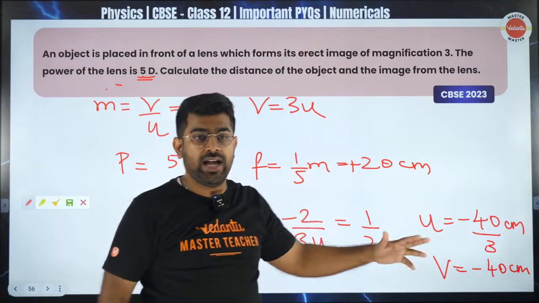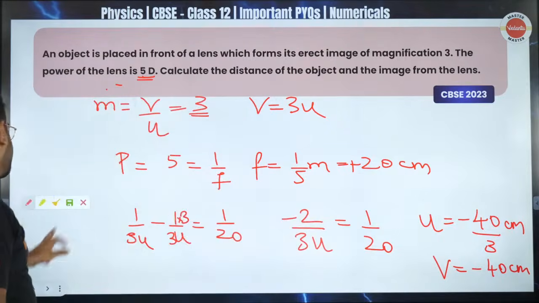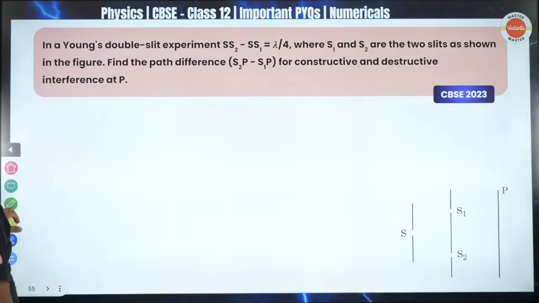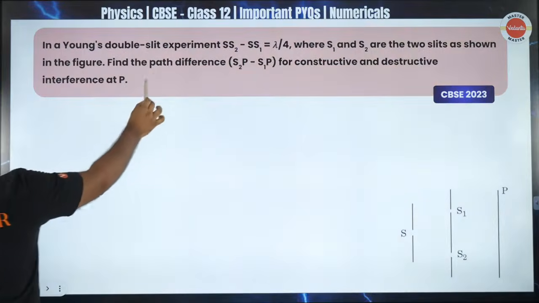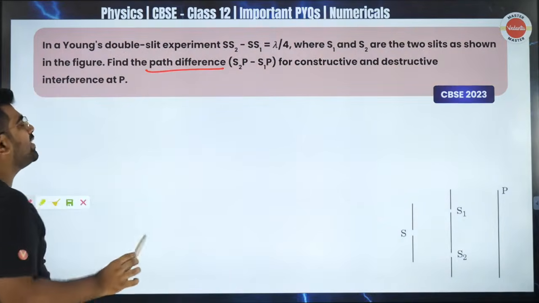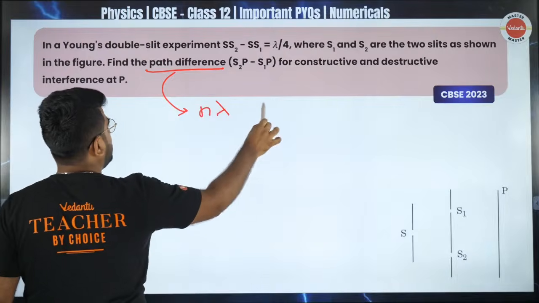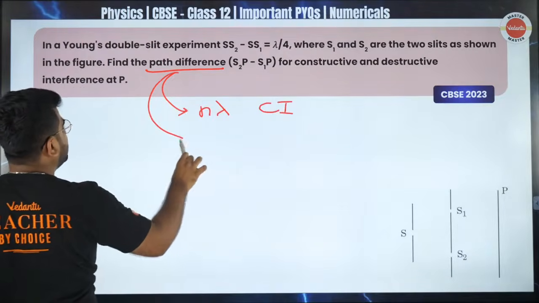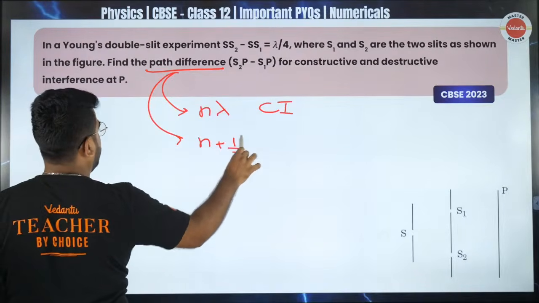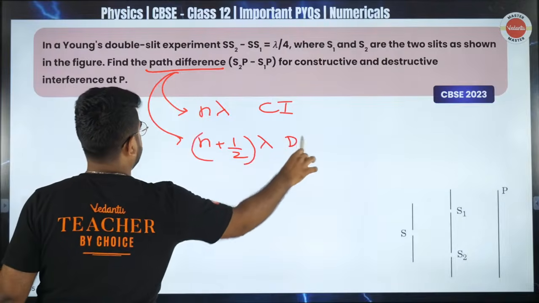Sir, not this sir, previous question. The previous question is based on path difference. It is based on path difference. If the path difference is n lambda, then you have constructive interference. If the path difference is n plus 1 by 2 lambda, then you have destructive interference.